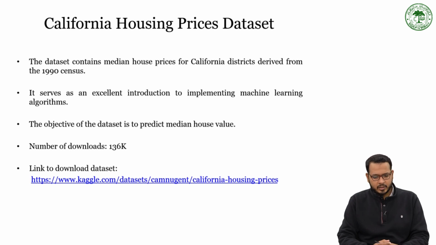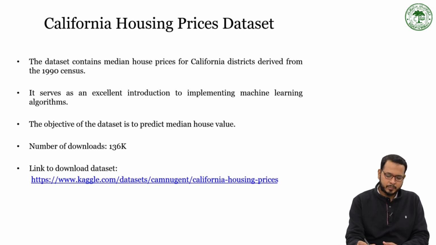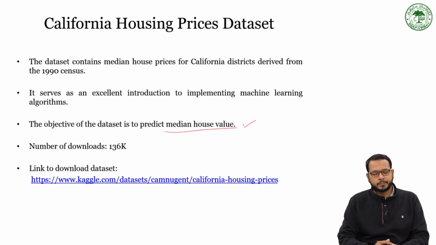As you have seen this data set earlier, it is called California house pricing data set. It contains the details of house prices of California district according to the 1990 census, and it serves as an excellent introduction to implement machine learning algorithms, to be specific, regression algorithms. The objective of this data set is to predict the median house value of a given house given the number of features, as we discuss later.